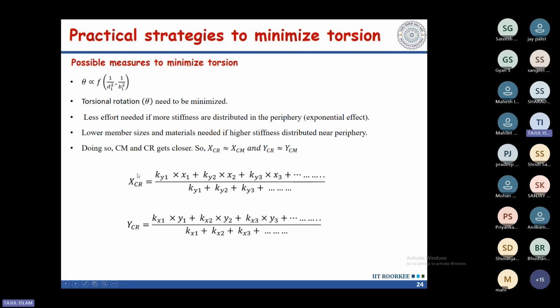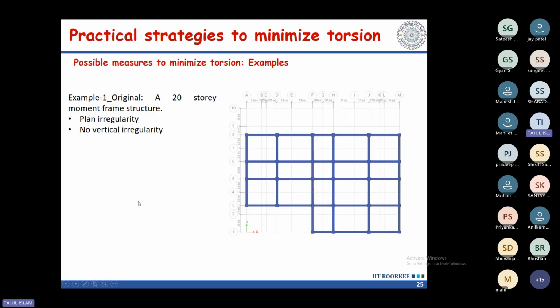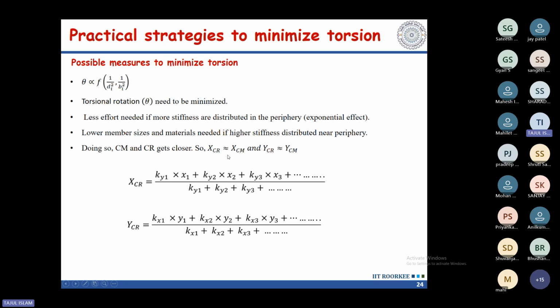So in this way you can calculate the center of rigidity in x and y direction, and you can compare the center of mass and the center of rigidity. If both are matching, then you can say there is no torsion, but this will not work all the time. So that is why you have to go for rotation, not center of rigidity, meaning eccentricity. I'll explain in the last slide the reason behind what I'm telling here. Okay, so this was the theoretical concept you need to understand to eliminate the torsion.